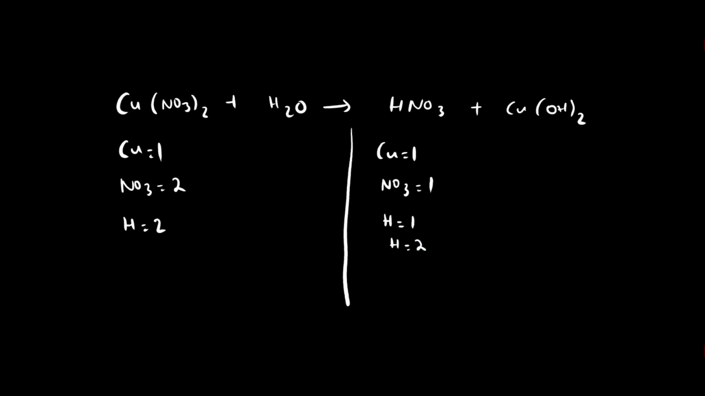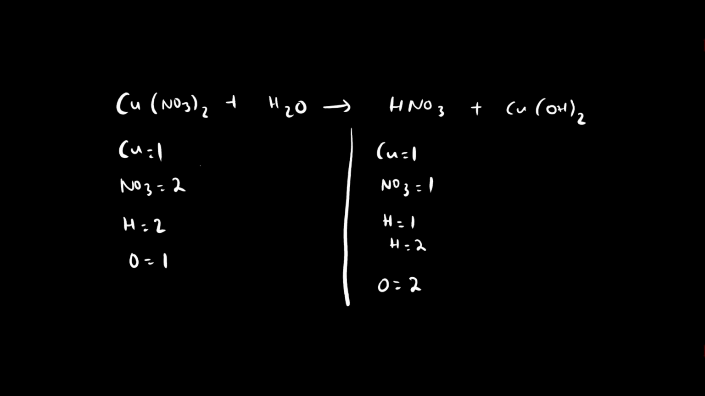And then as for the oxygen, we have 1 on the left. And then we have 2 oxygen on the right. So the copper is balanced. The nitrate, those are not balanced.